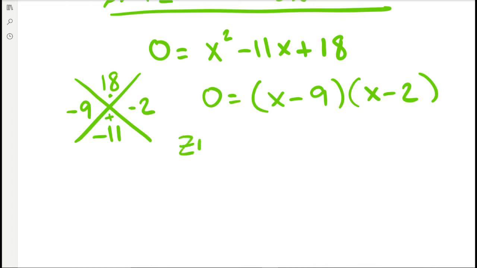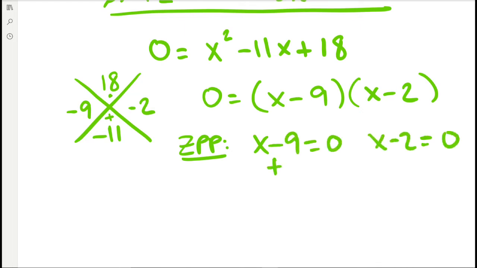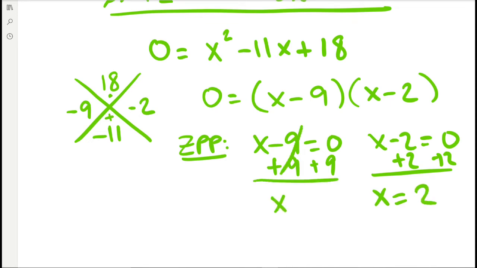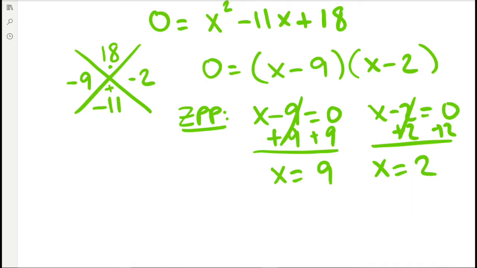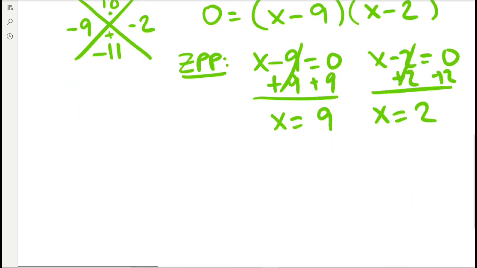Then use the ZPP, the zero product property. We set both of those equal to 0 and solve. In this case, this will be plus 9 on both sides, and this will be plus 2 on both sides. And we get our two possible solutions, 9 and 2. I say possible solutions because we need to check to see if they make sense, to see if there are any extraneous solutions. So we're going to go ahead and check that.